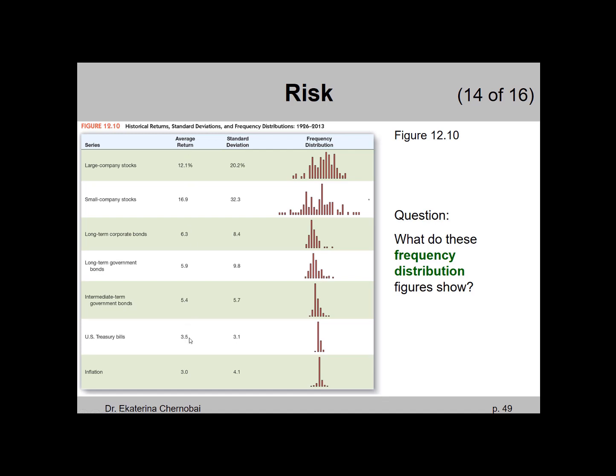Average return for each, standard deviation or the amount of risk for each. You might recognize some of these numbers that came up a few minutes ago. And in the last column we have what is called frequency distribution for each investment. What do the frequency distributions show? Let's pick an example.